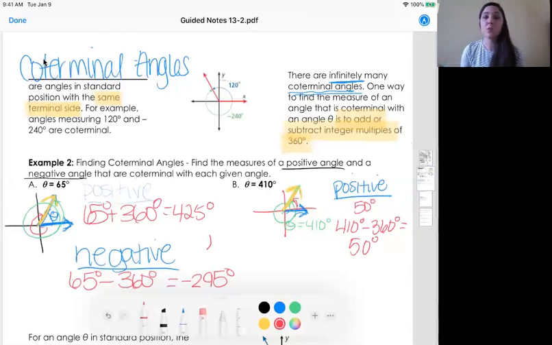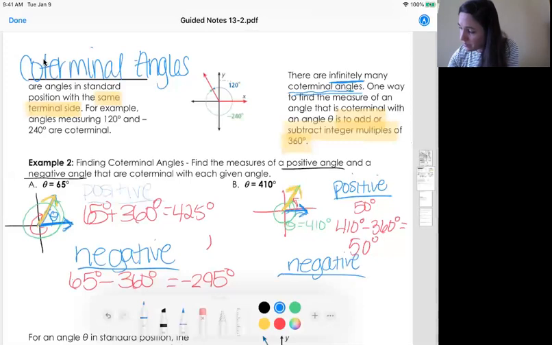However, what if we rotated in the negative direction, or what if we subtracted 360 again? If I subtract 360 again, I'm going to get a negative angle measurement. We're at 50 now. I can subtract 360 again from 50. So 50 minus 360, that's going to bring us back all the way around to negative 310.